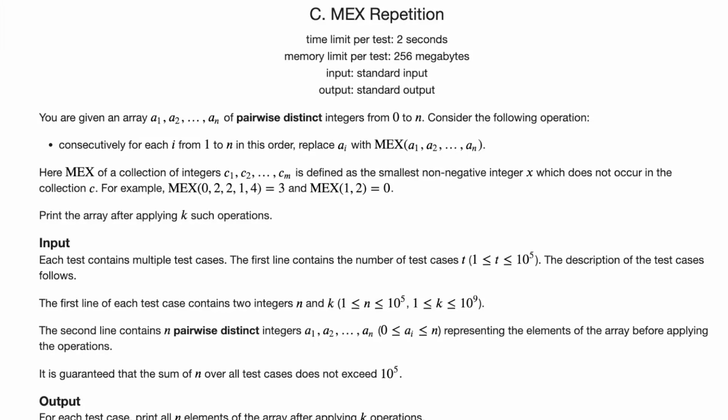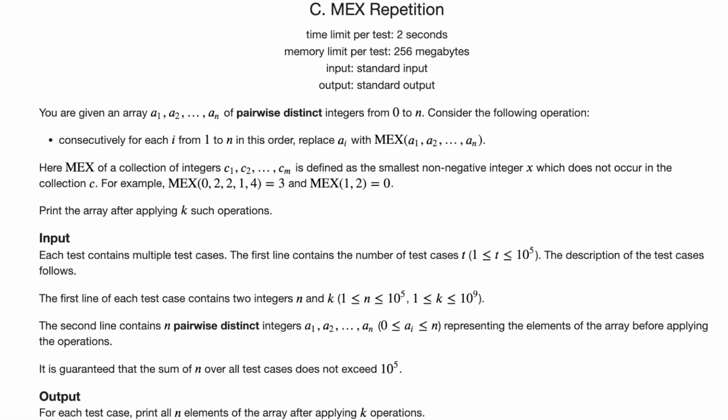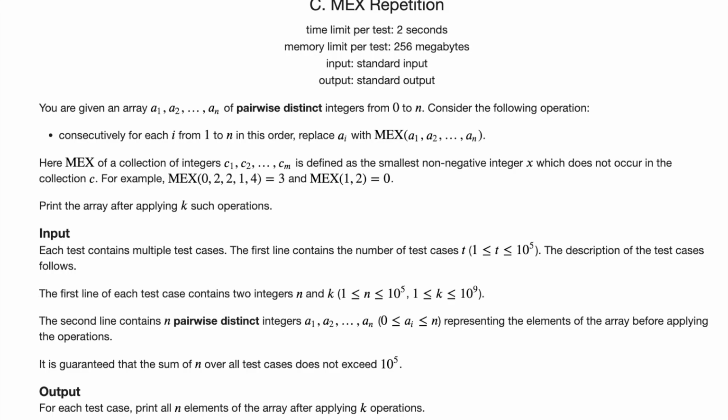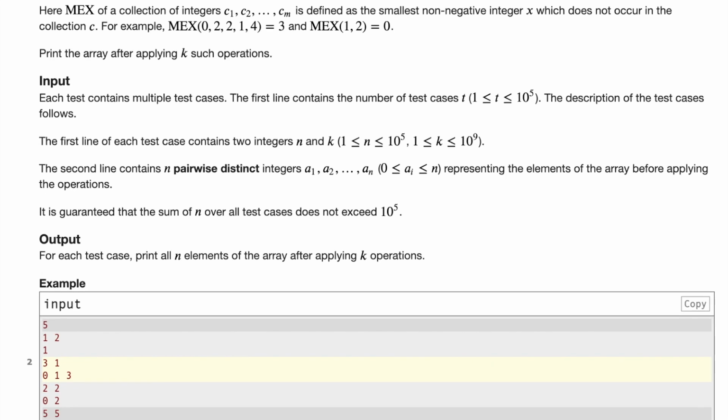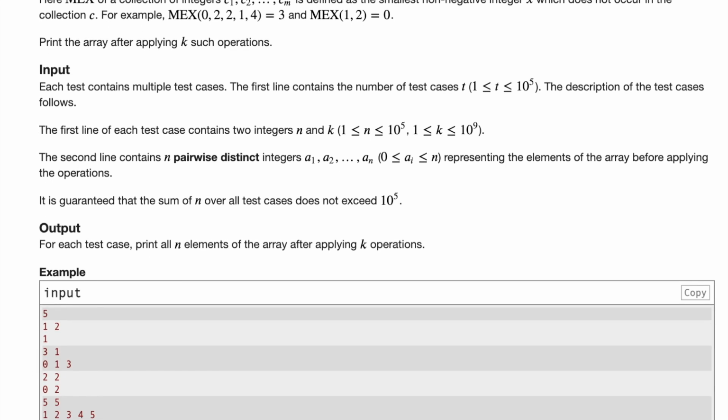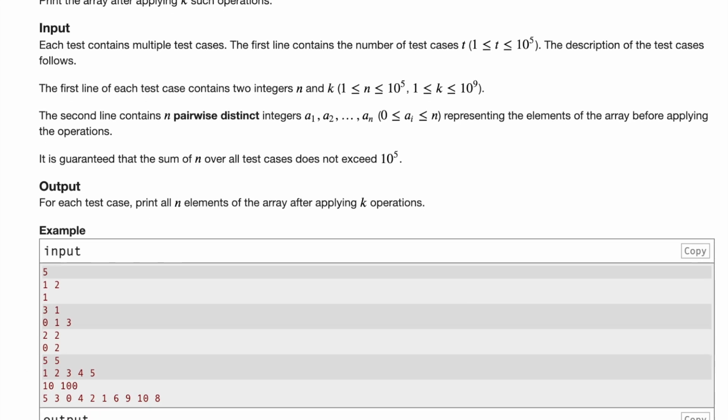Here we're going to solve problem C from Pinely Round 2, MEX Repetition. In this problem, we have an array of n pairwise distinct integers, a1 through an, that are between 0 and n. And we have an operation. For each of these ai, we replace ai with the MEX of all of the ai's from 1 through n, respectively. The MEX is defined as the smallest non-negative integer which does not appear in the collection so far.